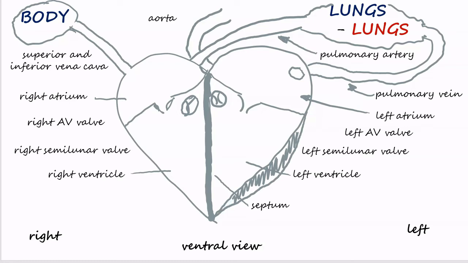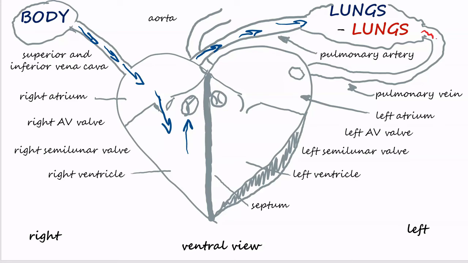So let's take a look at the flow of the blood. The deoxygenated blood comes back via the superior and the inferior vena cava into the right atrium. From the right atrium, it goes through the right AV valve and into the right ventricle. Now it goes through the right semilunar valve and to the lungs. That blood arrived at the lungs via the pulmonary artery.